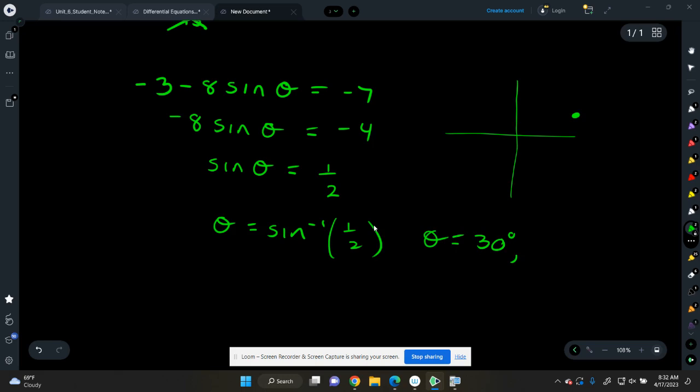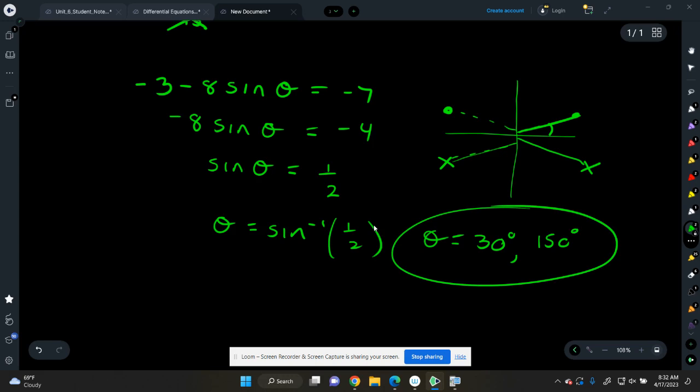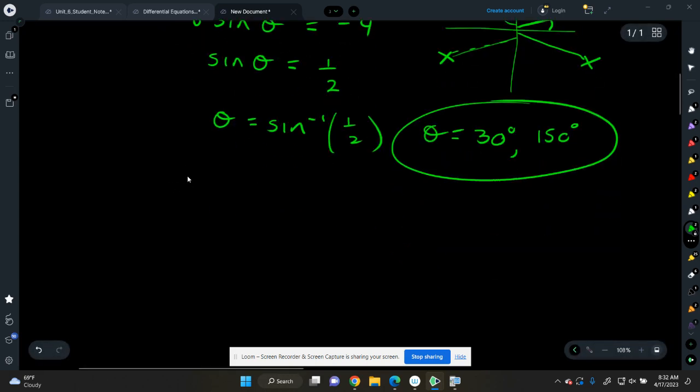Over here, is the y positive or negative? The y is going to be positive, so 150 works. See what I'm doing? I've got the reference angle. Now I know it's 30 degrees, so now I'm checking all of those. This one, the y is negative, so that doesn't work. And over here, the y is negative, so that doesn't work. So there's my answer. You have to know your unit circle.